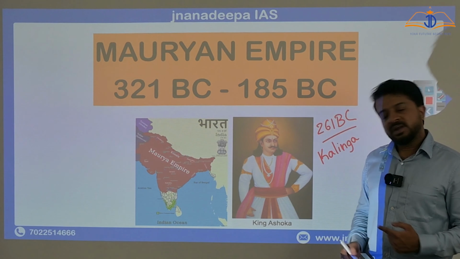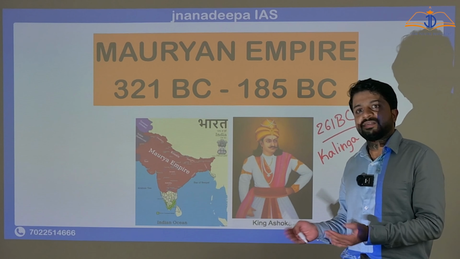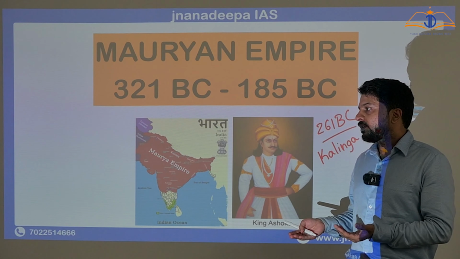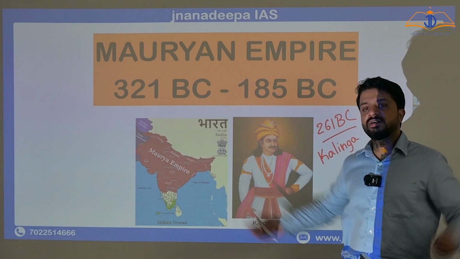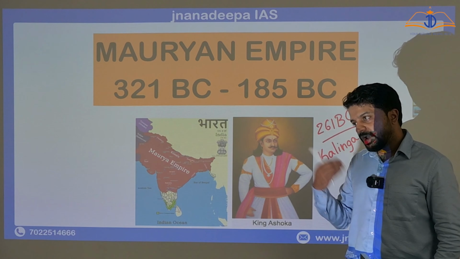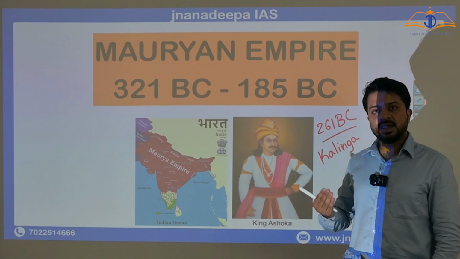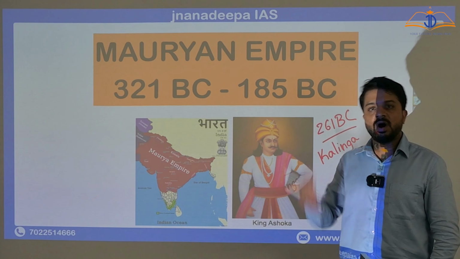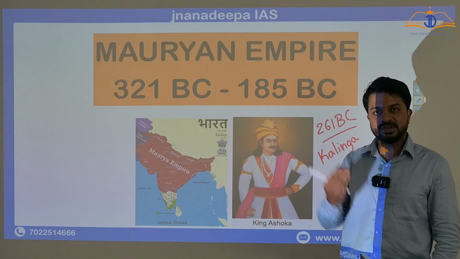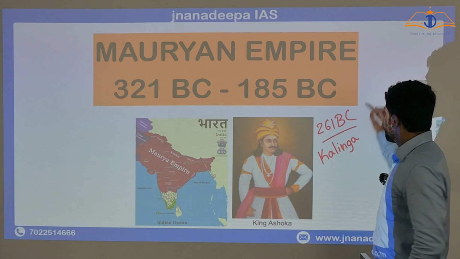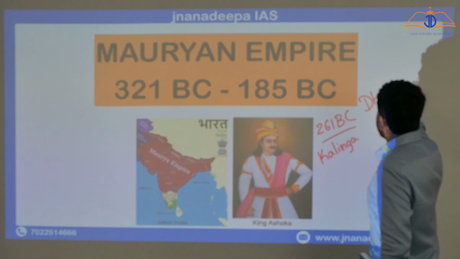In this Kalinga war, he saw so many dead bodies, lakhs of dead bodies. The bloodshed was so bad that the entire ground had turned red. And looking at this bloodshed, Ashoka decided, okay, I am not going to wage wars anymore. Okay, then how are you going to win over others? He came up with the concept of Dhamma.